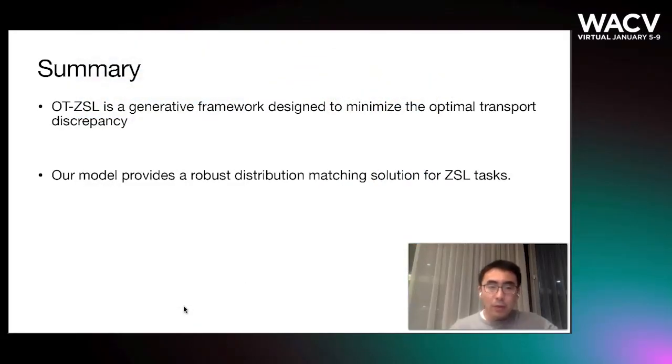So in summary, we have proposed OT zero-shot learning, which is a generative framework designed to minimize the optimal transport discrepancy. Second, our model provides a robust distribution matching solution for zero-shot learning tasks.